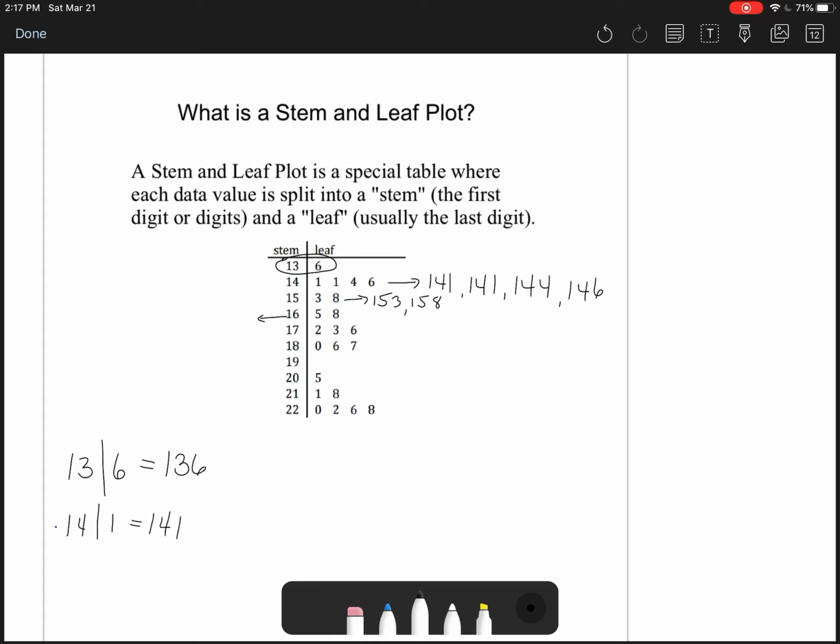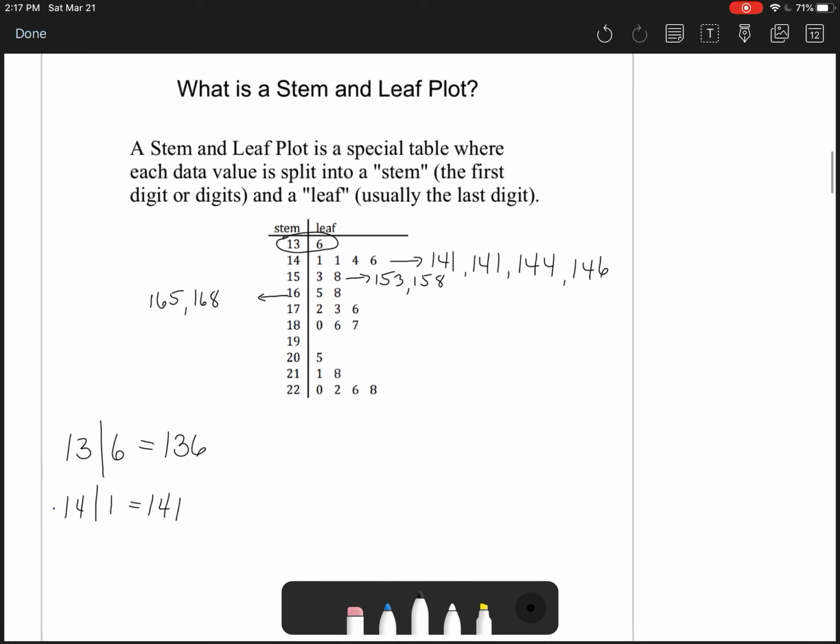All right, over here, let me just write it so that it's not getting all squished. 165, 168. All right, you see what's happening here? Notice in row 19, we have nothing here. That means there are no numbers in the data set that begin with 19. Okay. So no numbers here. No numbers here. Okay.